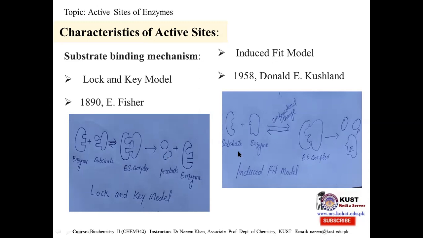The difference between the two models is that the Emil Fischer model says that enzyme and substrate are just like lock and key, but the Koshland model says that the lock and key fit forms after the conformational change. In both models, the enzyme comes in contact with the substrate and becomes the enzyme substrate complex, and then products are formed and the enzyme is released.